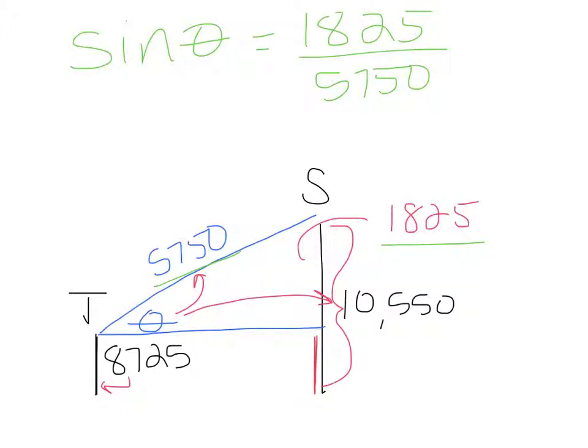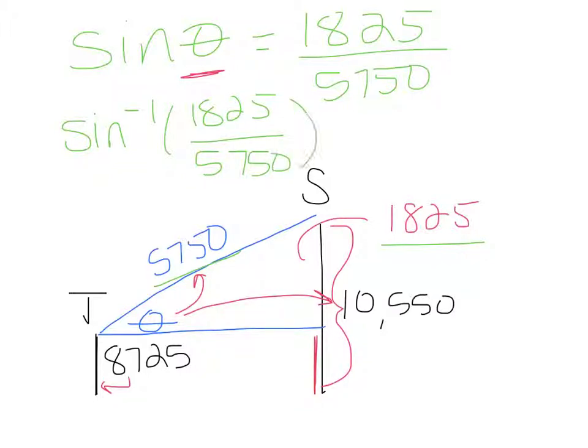Now again, this is inverse trig because I'm trying to solve for the angle. So the inverse sine of 1825 over 5750 is going to give me what theta is, and when I type that into my calculator, remember second sine, I get that the angle of elevation is about 18.5 degrees. So that's going from the town up to Station St. Sophia.